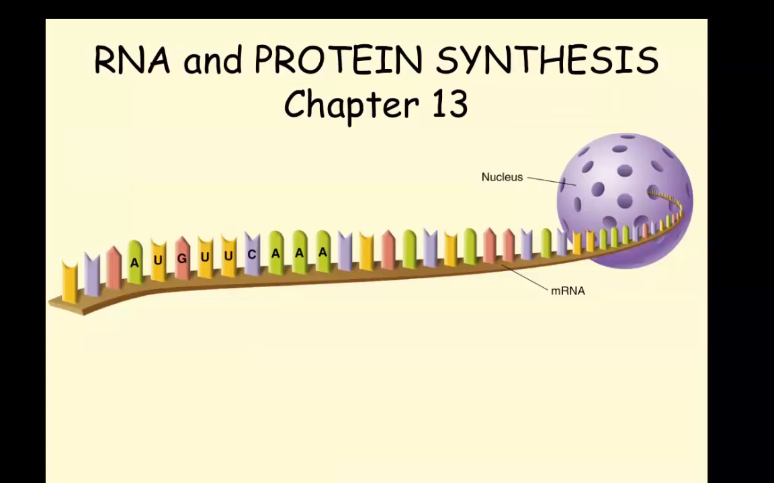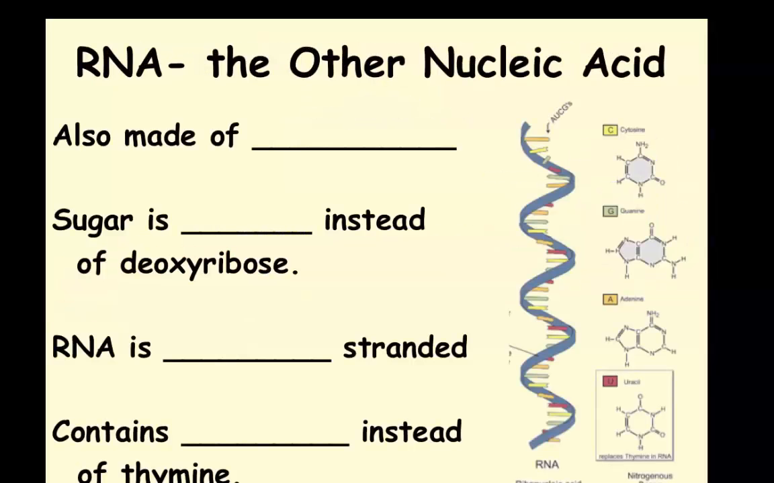Okay, so as we said, this is going to cover RNA and protein synthesis. Now, RNA actually gets a bad rap. We typically hear about DNA of the nucleic acids, but RNA is just as important because we need to get our message from our DNA out to the rest of the cells, and RNA is what makes that possible. So RNA is the other nucleic acid, and it's also made up of nucleotides.